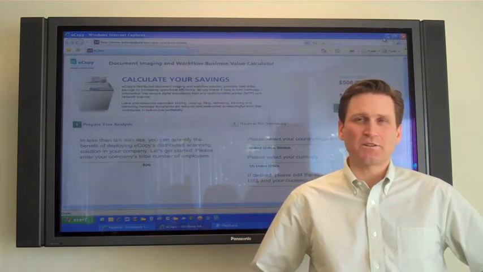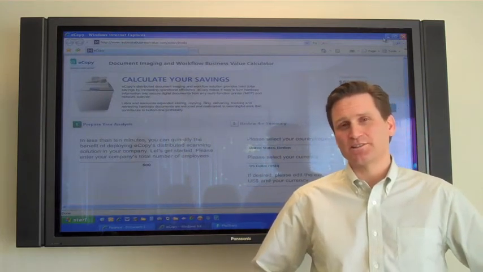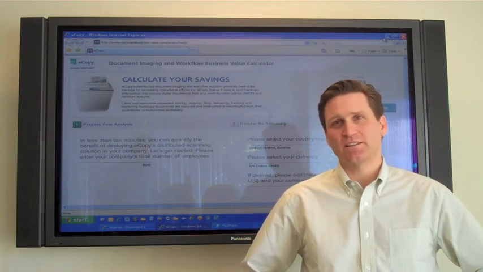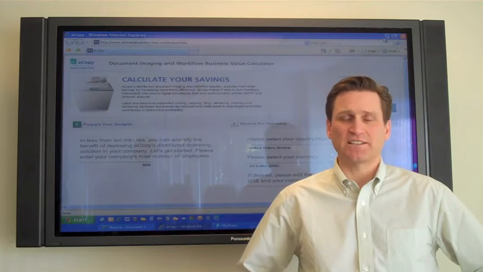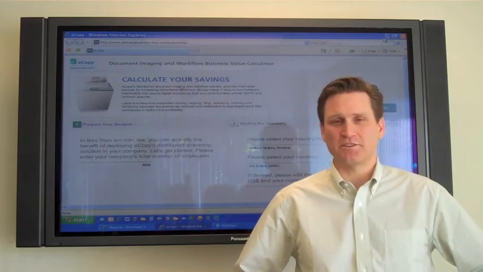In addition to that, we wanted to make the tool very easy to use, so with as little as 2 data points, they can perform an analysis and get some idea of the type of benefits that they could be looking at and sort of the magnitude of those benefits in their business.